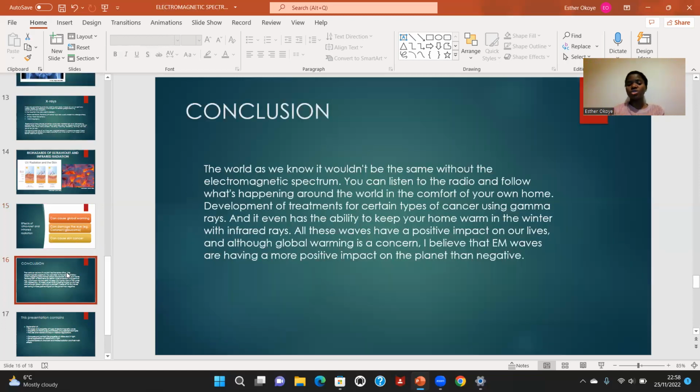Okay, so in conclusion, the world as we know it wouldn't be the same without the electromagnetic spectrum. You can listen to the radio and follow what's happening around the world in the comfort of your own home, which is amazing. Development of treatments for certain types of cancer using gamma rays, brilliant. And it even has the ability to keep our home warm during winter through infrared rays. All these waves have a positive impact on our lives. And although global warming is a concern, I believe that the EM waves, the electromagnetic waves, are having more positive impacts on the planet than negative.